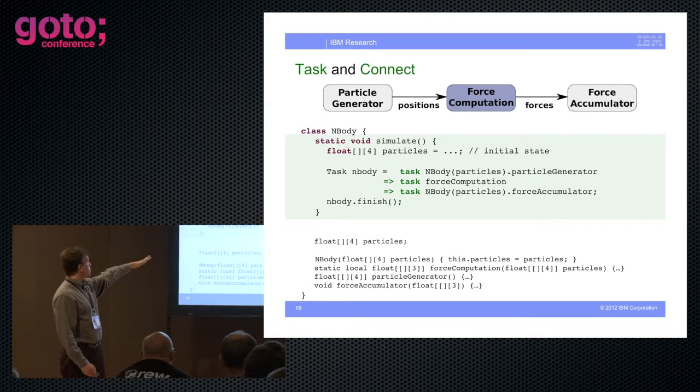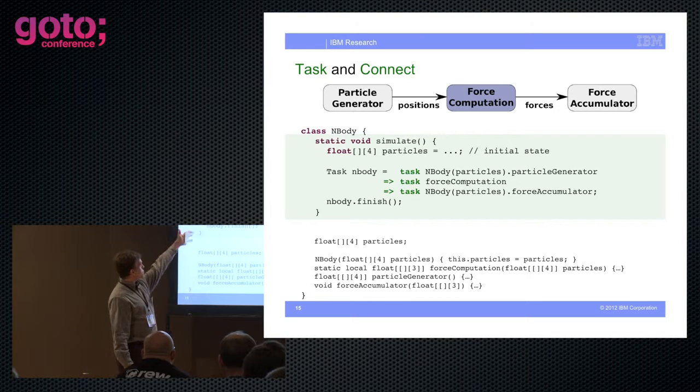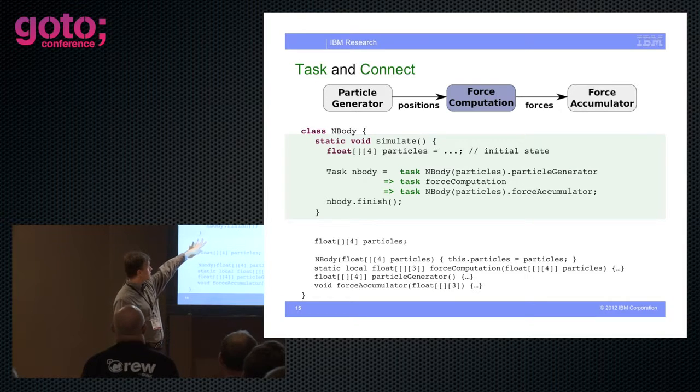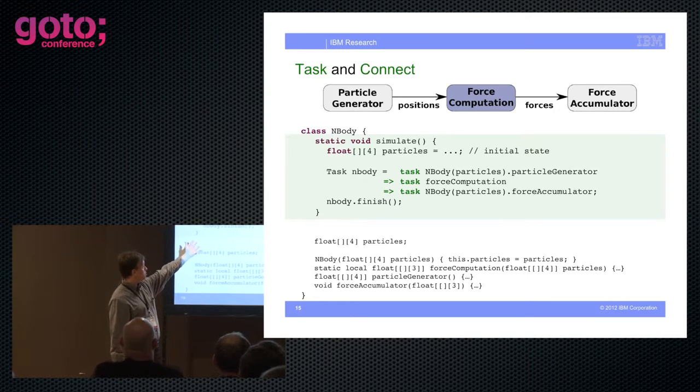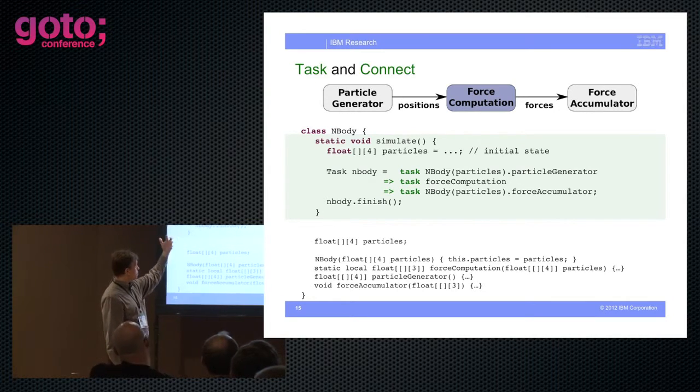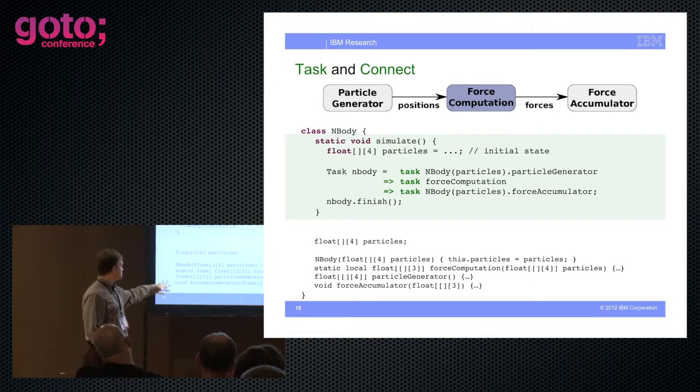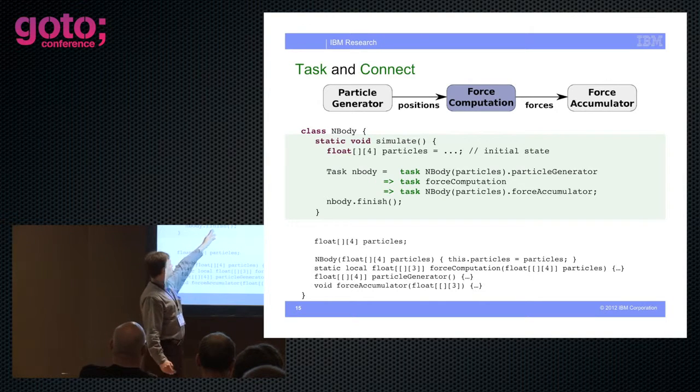The code highlighted in green here is saying we're setting up 3 tasks. We're going to turn the particle generator method into a task, the force computation method into a task, and the force accumulator method into a task. And these are just regular Java methods. Ignore some of the strange array stuff for now. And then we have the connect operator, which is the equals greater than sign.